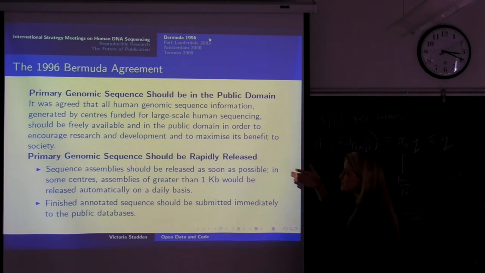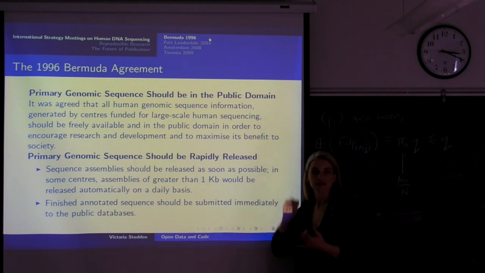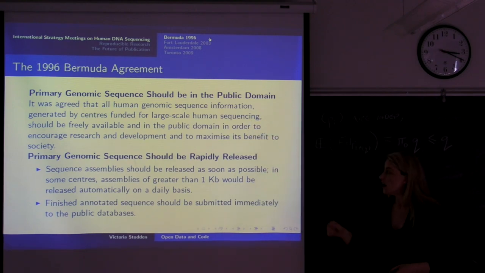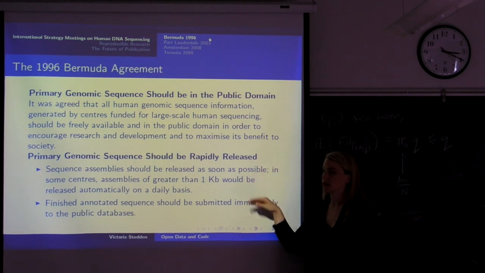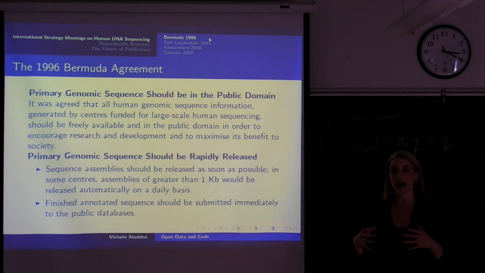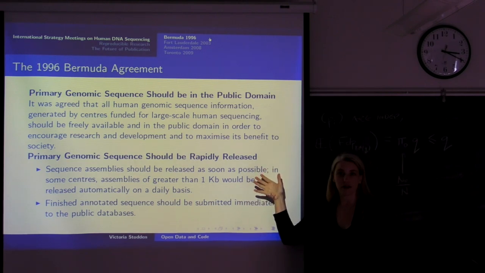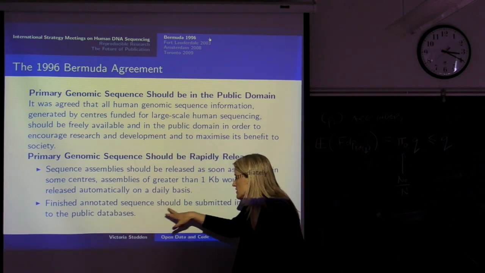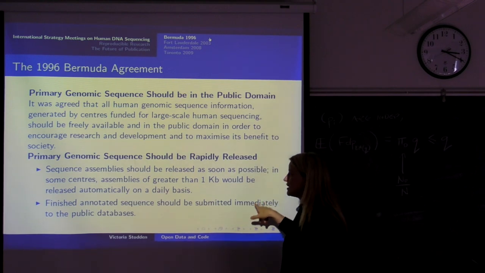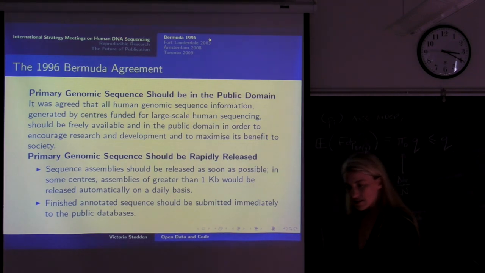So there was an explicit pushback against this because of all of this: getting this out into the public domain before Venter did, being able to amalgamate and share different pieces. They just weren't happy with big lab heads holding on to data. It needed to be rolled out right away. So this was extremely fast. We take it for granted now that this kind of stuff happens, but that was brand new back in those days. Finished annotated sequences should be submitted immediately to public databases. So they're like, let's get all this stuff out there.